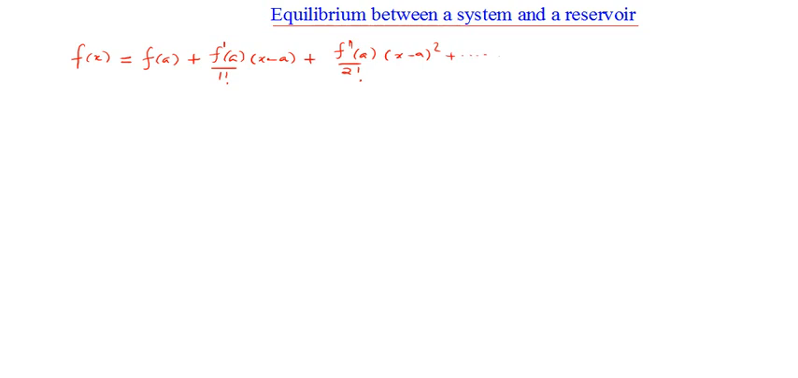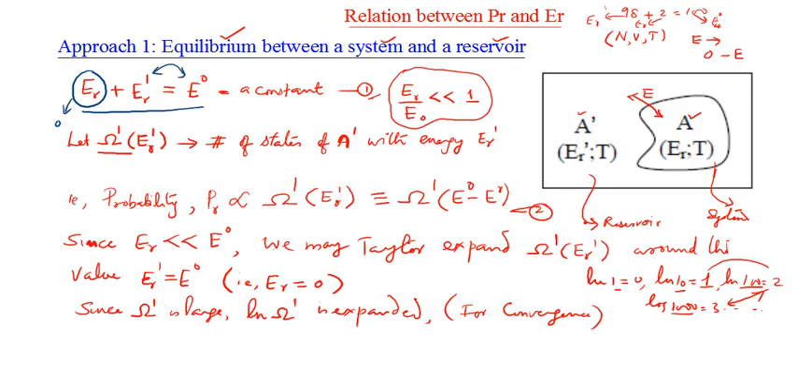Now, this is the reference. In the same manner, I'm expanding log of omega prime, and this omega prime is a function of the energy of the reservoir, that is er prime, about the point e naught. Remember, we are expanding this about the point er prime equal to e naught, which means about the point er equal to 0. Same thing. So I'm just making a Taylor expansion of the quantity about the point e naught.